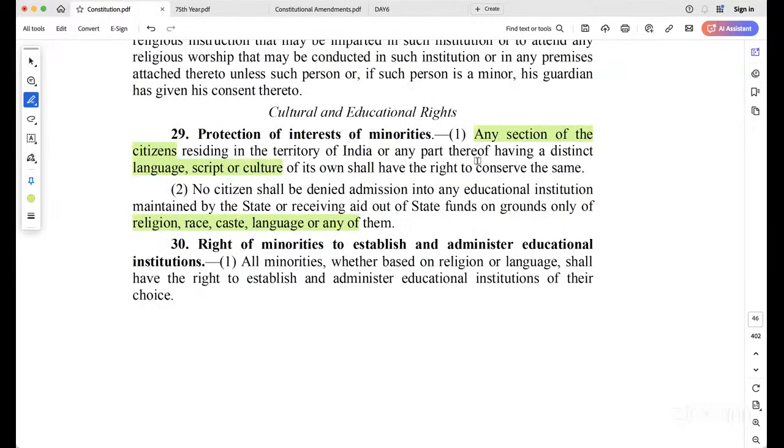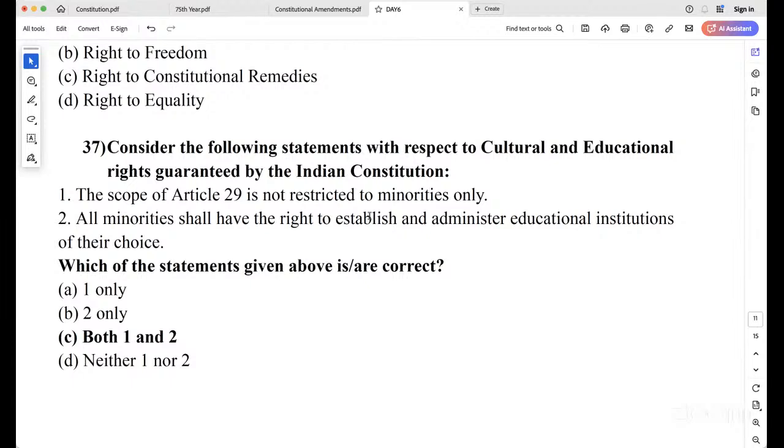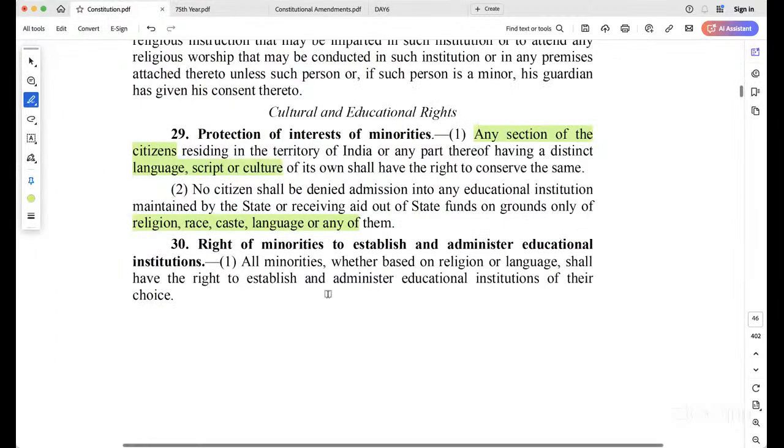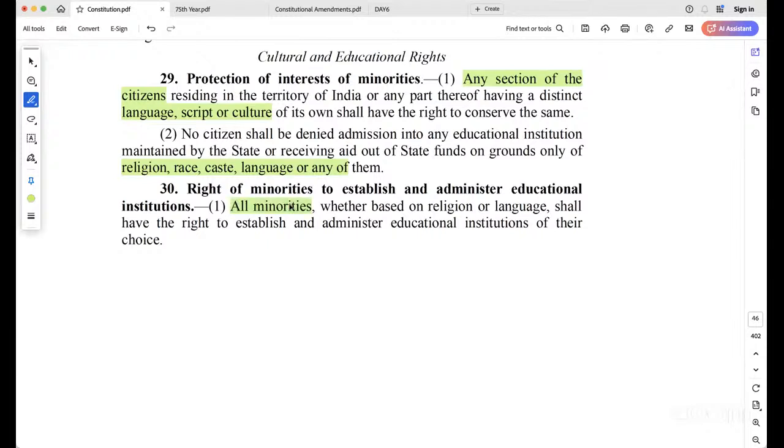For example, if you take Tamil Nadu, we have certain communities as minorities. If you go to Jammu and Kashmir, who are the minorities there? In the whole of India, we consider Muslims, Christians, Jains, Parsis as minorities. Whereas in Jammu and Kashmir, who is in the minority? Hindus. So it varies from state to state. Clear? So it is not based on which minorities, rather it is any section of citizens. And the second one: all minorities shall have the right to establish and administer educational institutions of their choice. Yes, what is there? Finished?